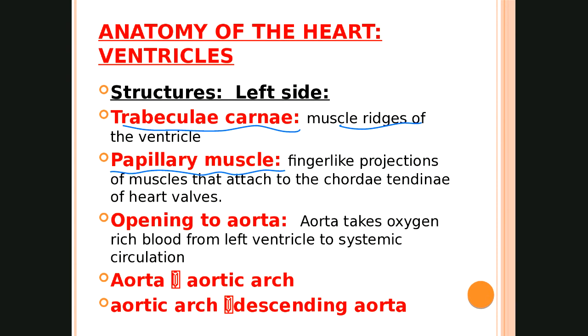The left ventricle pumps oxygenated blood out through the aorta, which is the largest vessel in the body, and the aorta is going to take this oxygenated blood to the rest of the body. This is the beginning of systemic circulation. The aorta arches, forming the aortic arch, and then it continues on the back of the heart, making the descending aorta.